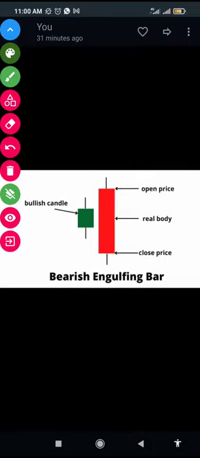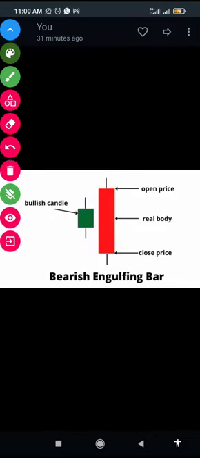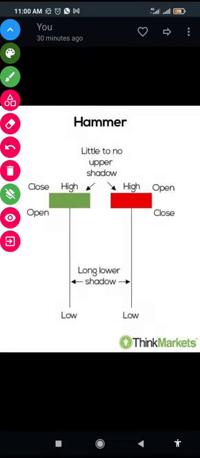Okay, this is a bearish candlestick. You can also see that this one swallowed this one, an engulfing bearish candlestick. Now that one is bearish, that one is an engulfing candlestick.